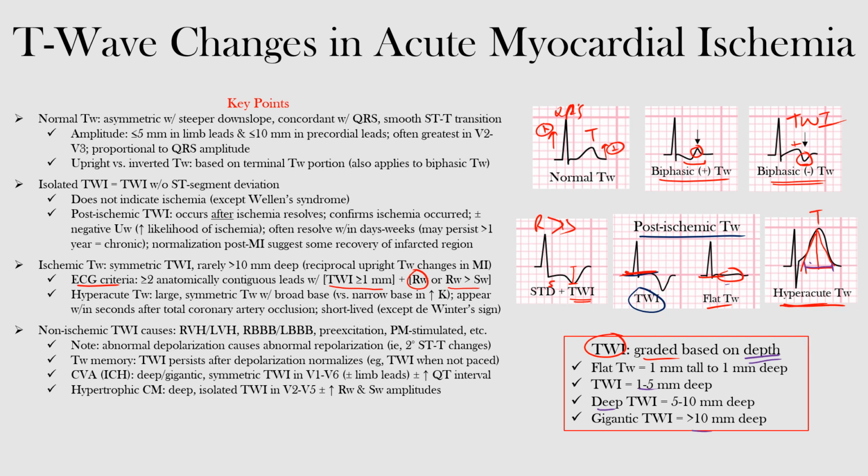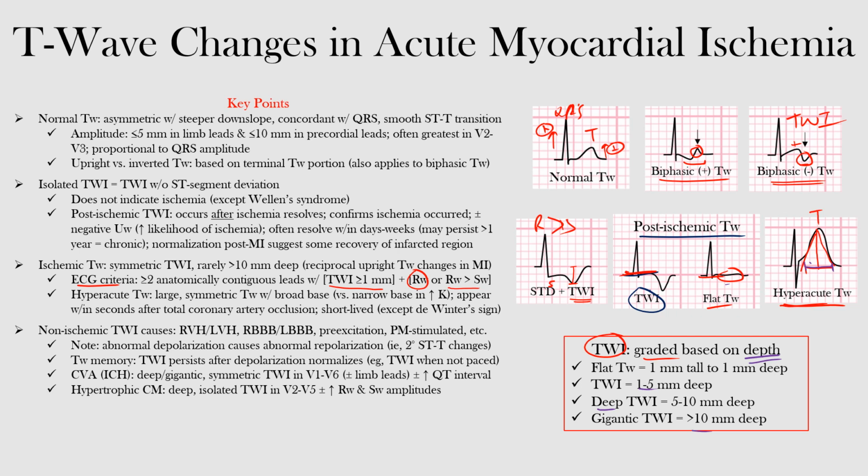All right, so moving on. It's important to keep in mind the non-ischemic causes of T-wave inversion, which we would consider secondary T-wave inversions, because they come as a consequence of some other cause. Some of these include right or left ventricular hypertrophy, right or left bundle branch block, ventricular preexcitation, like with the delta wave in WPW syndrome, pacemaker stimulated rhythms, and so forth. All of these conditions have abnormal ventricular depolarization, which then leads to abnormal ventricular repolarization.